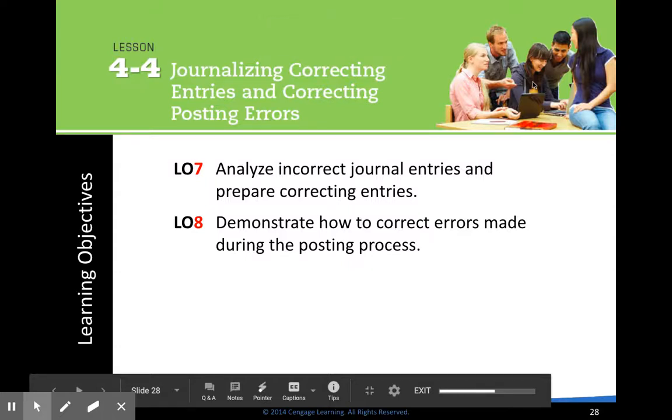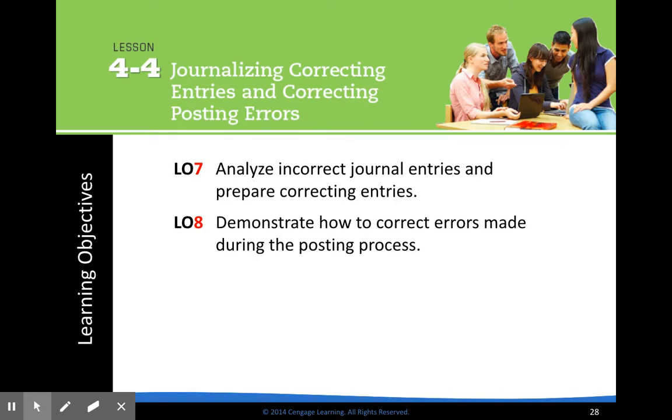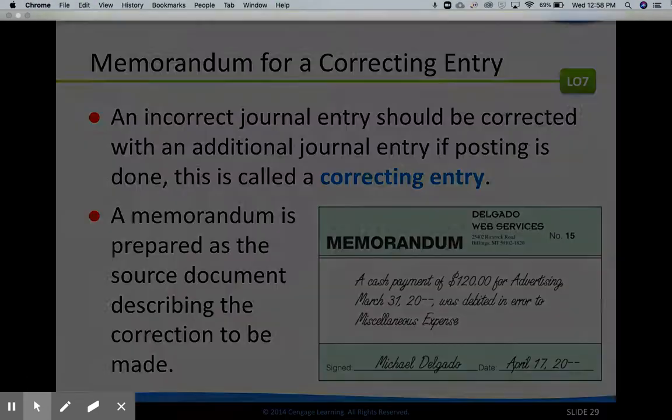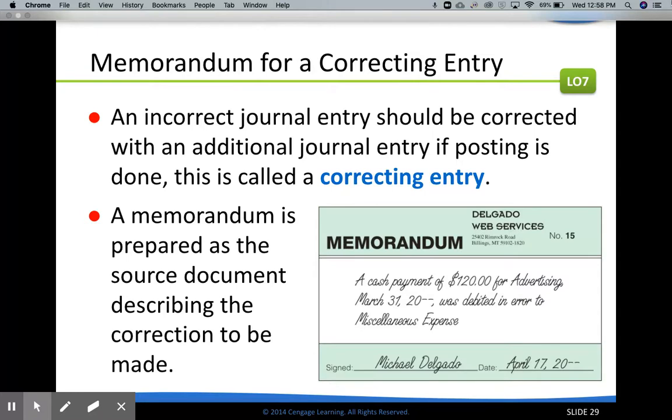In section 4-4, we're going to talk about what we do when there are errors in journalizing and when there are errors in posting. So the first situation we're going to talk about is when there is an error in a journal entry after it has already been posted. So that's the key. We've talked about making errors in a journal entry before, but we hadn't talked about posting yet. So it's much more permanent after it's been posted. So a journal entry that is incorrect and has been posted requires what's called a correcting entry.